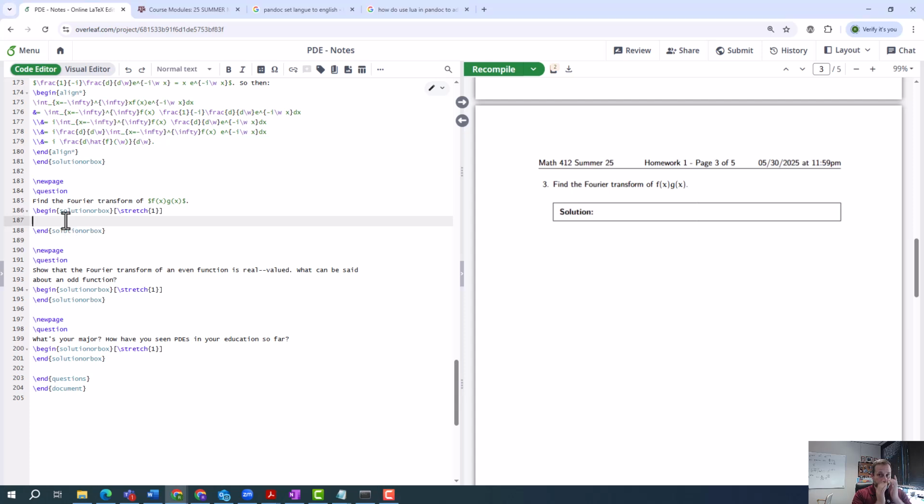Okay, so again, we want to find the Fourier transform of f times g. Now we know that the inverse Fourier transform of f hat times g hat is equal to the convolution of f and g, and so that's basically the same idea that we want to use here. Again, we just want to try to use this duality idea.